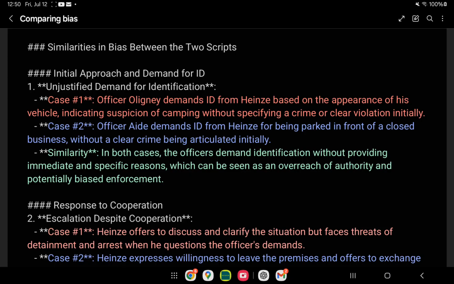And I'm comparing the scripts. I have the script for West Milwaukee, I have the script for Outagamie, and I inputted those, and also the law as well. And I asked ChatGPT to compare bias. Is there any similarity in bias between the two scripts? Initial approach and demand for ID, unjustified demand for identification.